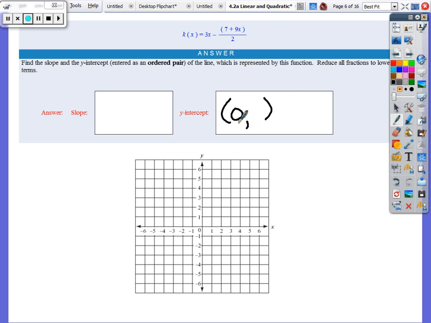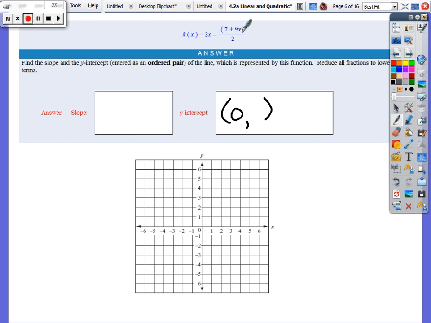Or you can put it in slope-intercept form. And that's what we're going to do here so we can find the slope and the y-intercept at the same time. So we look at this problem. The function's a little bit funky. Okay, we got 3x minus this quantity 7 plus 9x over 2. You have some choices here. You have an STD, so you could stack the 2. And make sure to distribute your negatives. You have some options there.